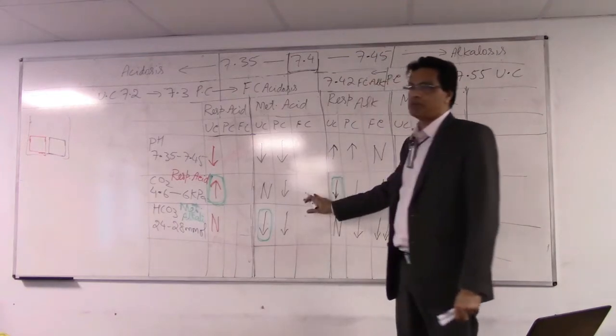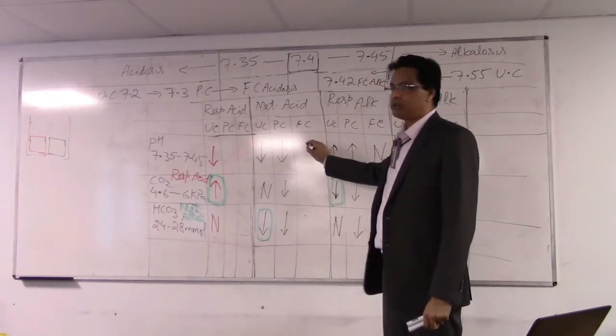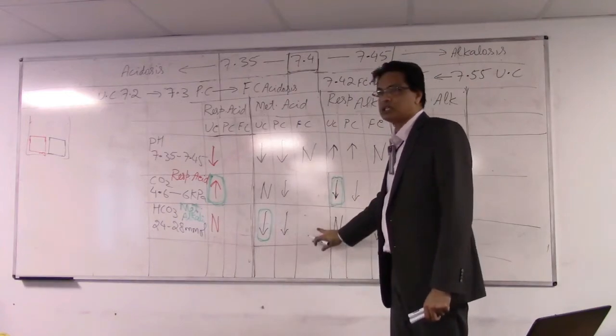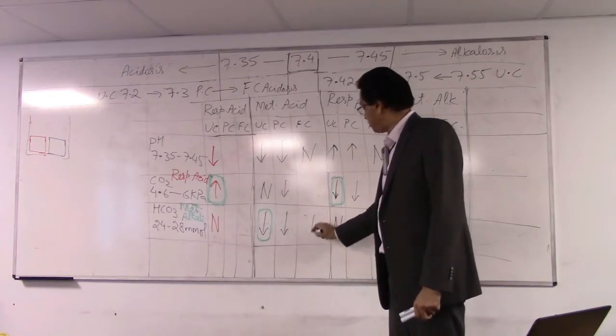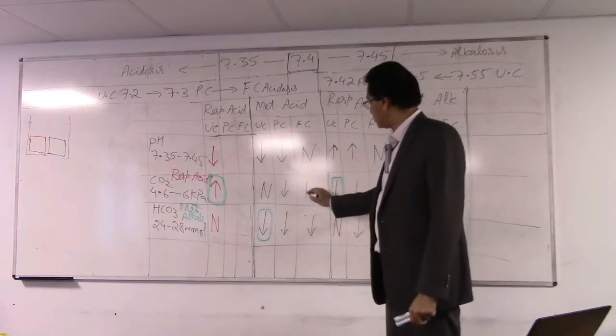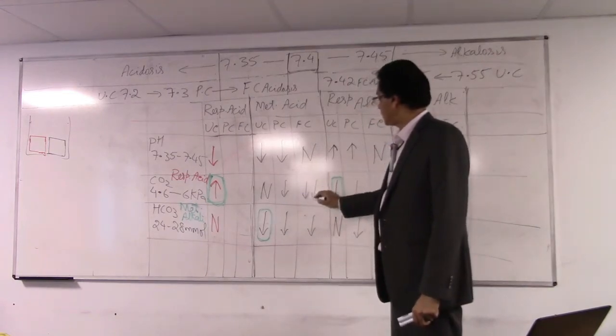Now, if it's fully compensated, what happens? The pH will be normal and the primary pathology is still the same, which is low bicarbonate. What happens to carbon dioxide? It will be further low. So double arrow there.